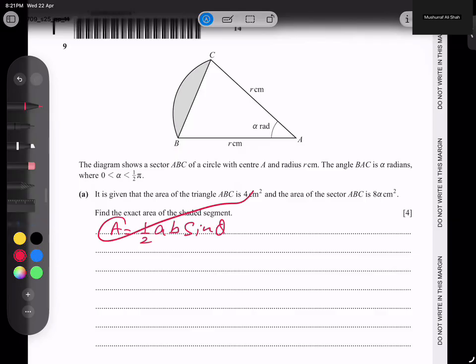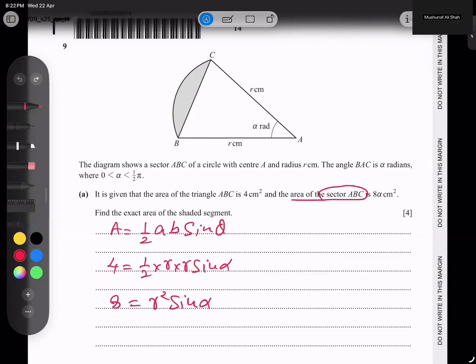Okay, area is 4, I'm replacing here 4. What are A and B? Both are R. And theta is alpha. So 2 times 4 is 8 equals R to power 2 sine alpha. I'm leaving it here. The second part is the area of sector. Sector means this full part. So the sector area he has also given, and that is 8 alpha.